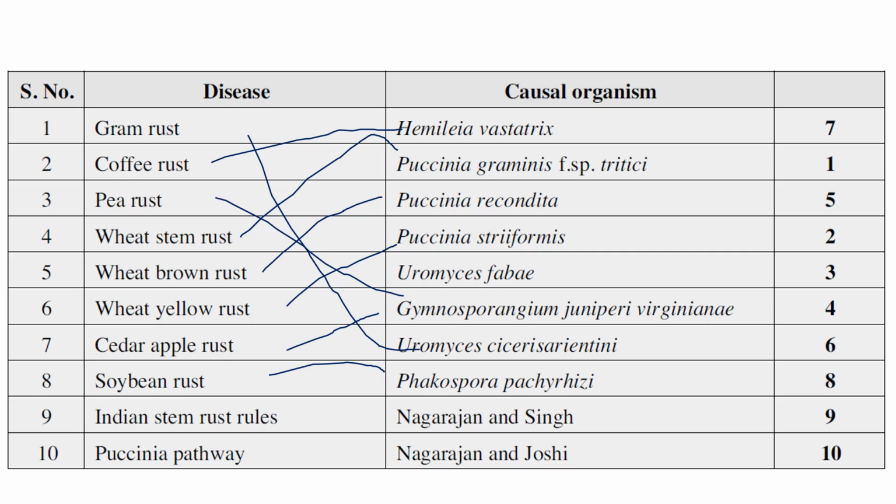Indian stem rust rules are related to Nagarajan and Singh. Puccinia pathway is related to Nagarajan and Joshi. The Indian stem rust rules were given by Nagarajan and Singh in 1975. The Puccinia pathway, Nagarajan and Joshi, was given in 1980.